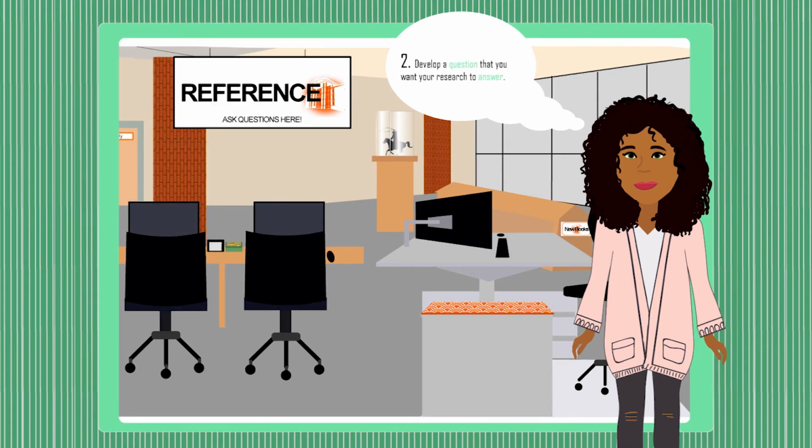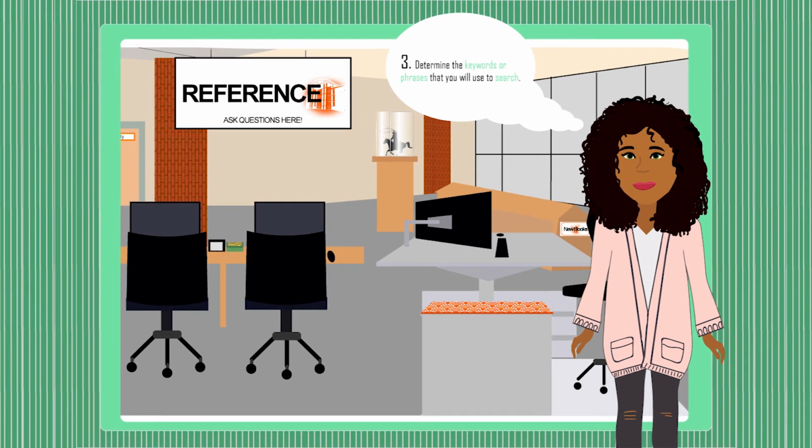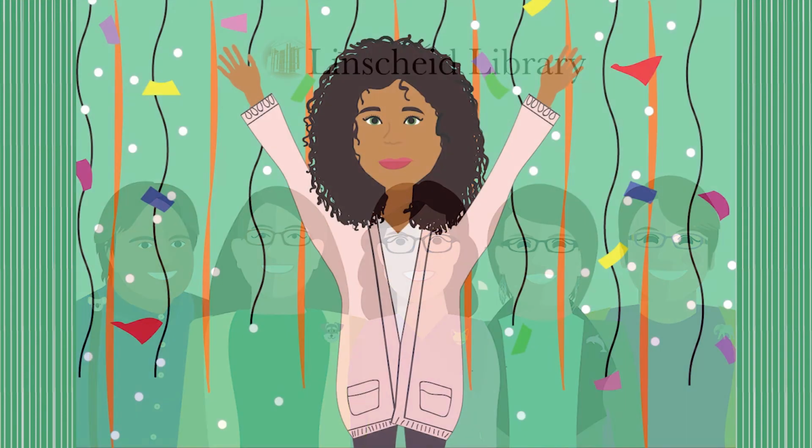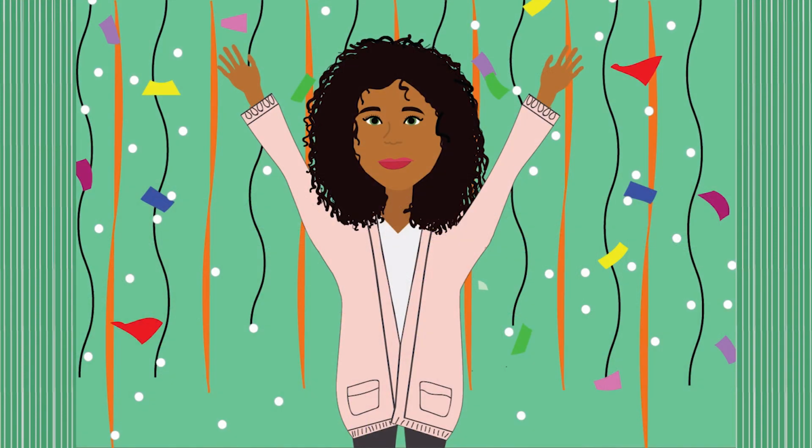Develop a question that you want your research to answer. Determine the keywords or phrases that you will use to search. Choose the best information resources based on how current and detailed you need the information to be. And if you have more questions, then ask your library liaison at the reference desk. Looks like you're now ready for researching. Happy paper writing!